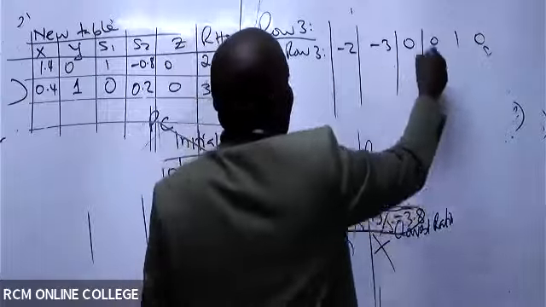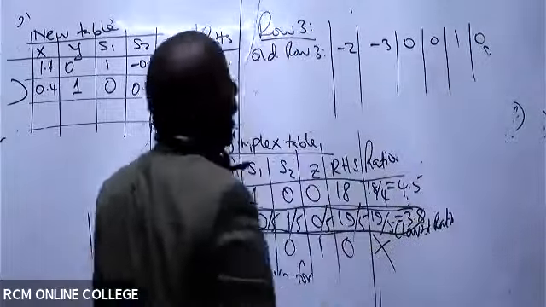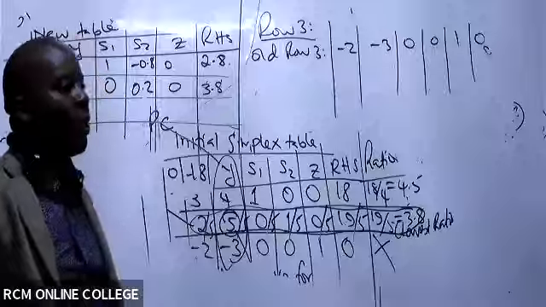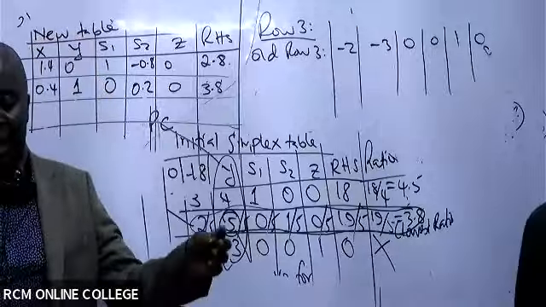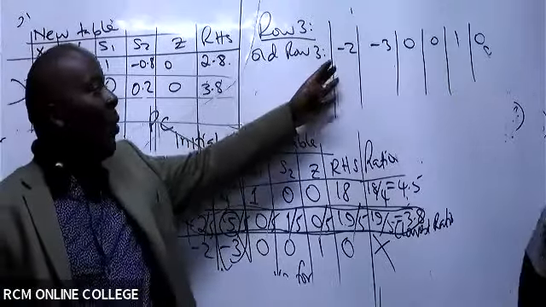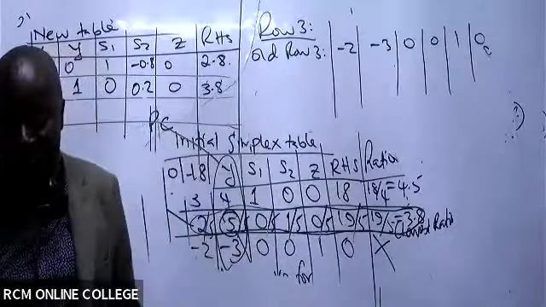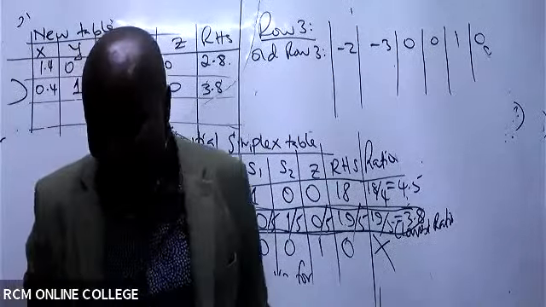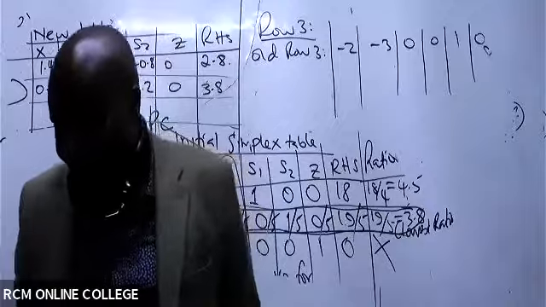Then I will come and ask myself a simple question. Where are we having, in this case, ladies and gentlemen, the pivot column? Where is our pivot column? Is there somebody who can see the pivot column?